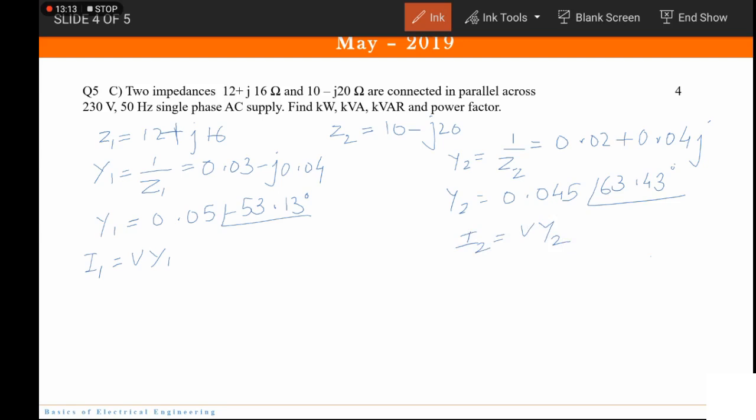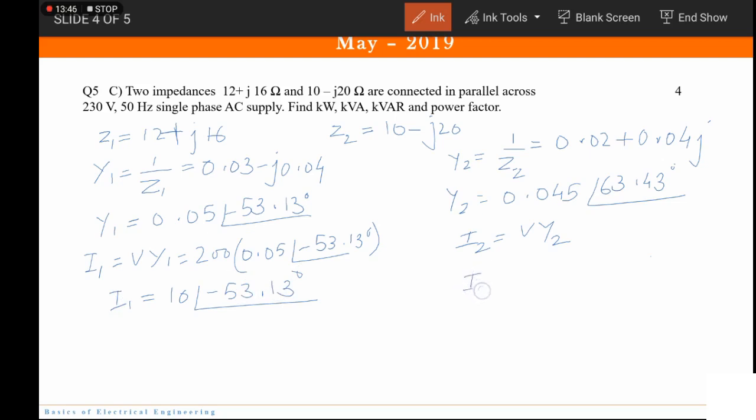Now why have I written V? Why not V1, V2? Because this is a parallel branch, so the voltage across the parallel branch remains the same. So V is 200 and the value of Y1 is 0.05 angle 53.13. Okay, fine. So that comes out to be 10 angle minus 53.13. This is I1.